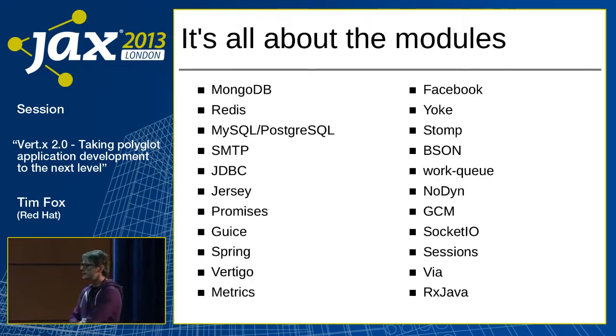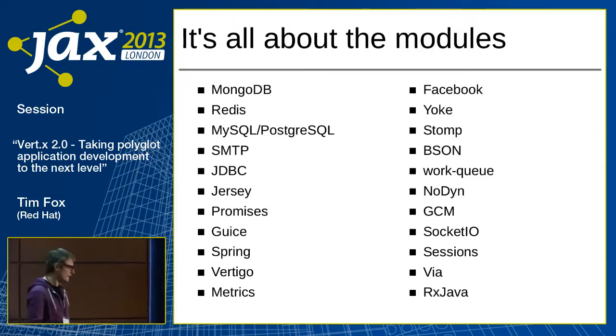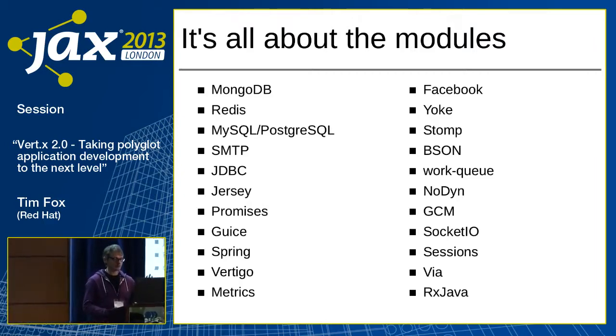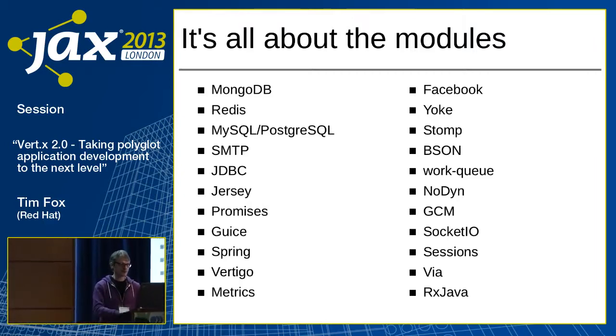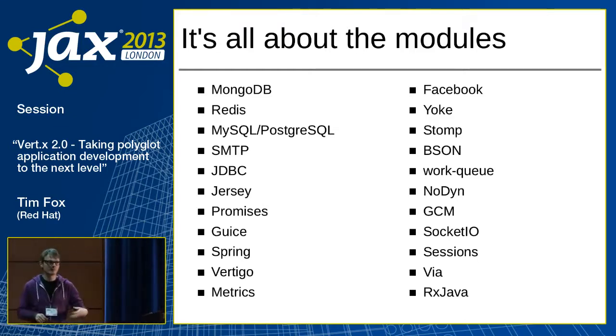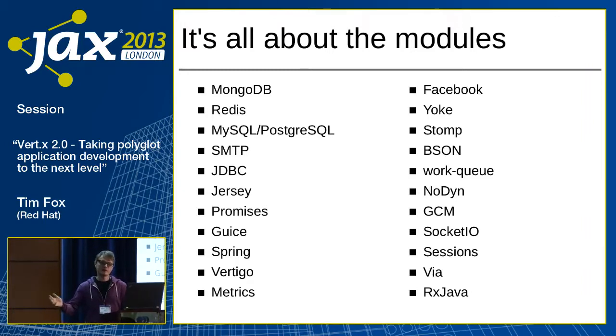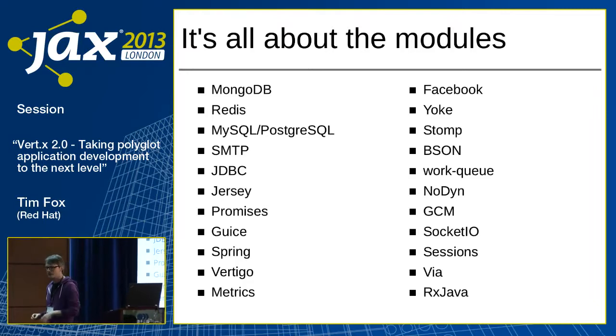Nodine is worth mentioning. Nodine's a really interesting module. It's not complete yet, but Nodine is drop-in Node.js compatibility for Vert.x. So the idea there is you'll be able to run your Node.js applications directly on Vert.x without changing anything. Because obviously right now, Vert.x isn't a clone of Node.js. We have different APIs currently. So we want to give a springboard onto what we think is the better world of Vert.x.